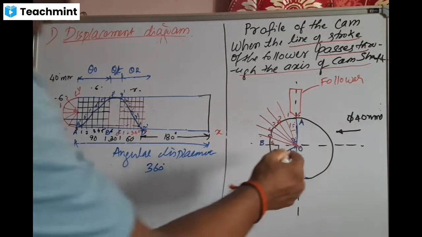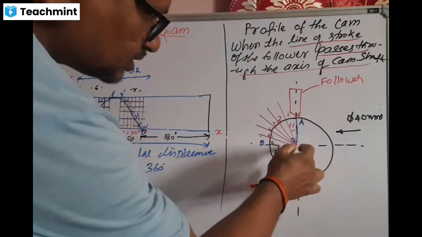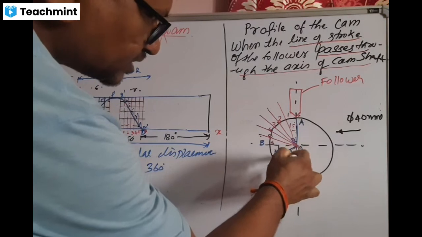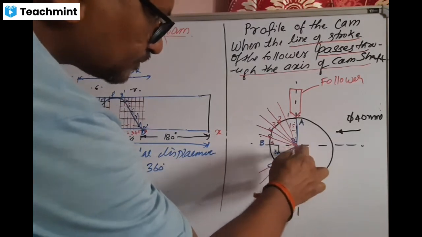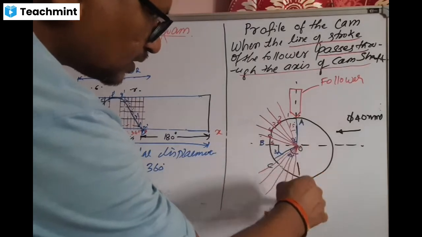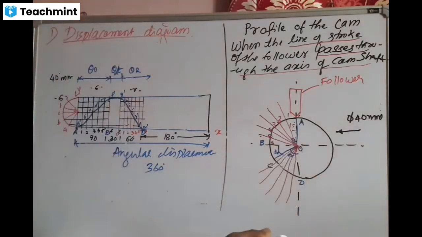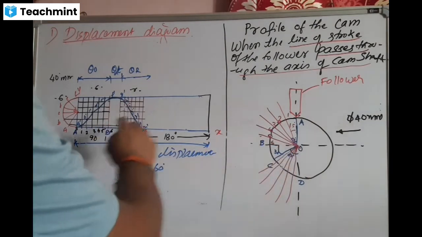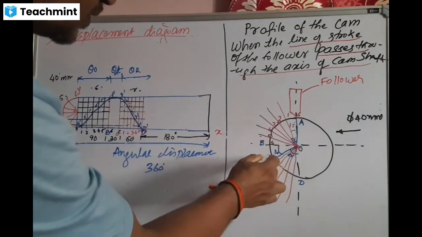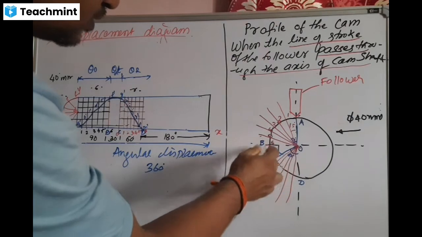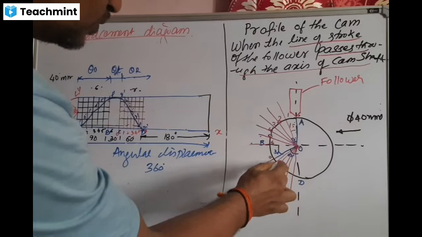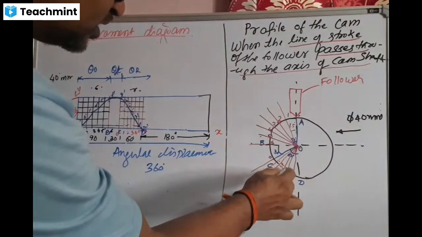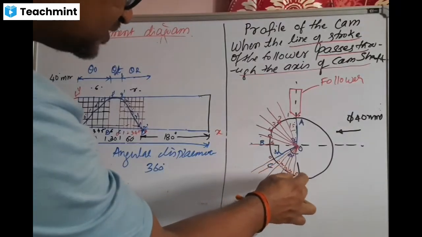Similarly, make a number of divisions on this arc CD equal to 6 here. Now in this case, you will get 10 degree intervals. Okay. Now this is what 0, 1, 2, 3, 4, 5, 6.